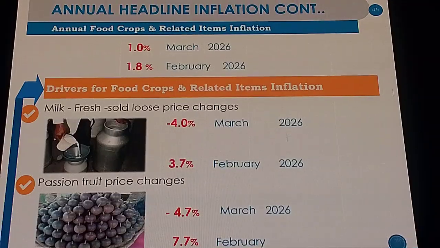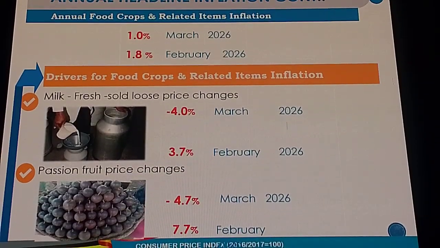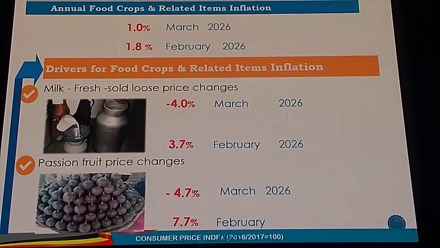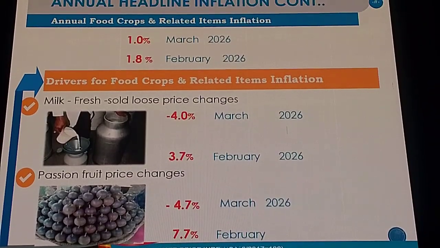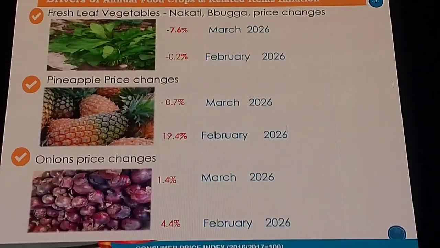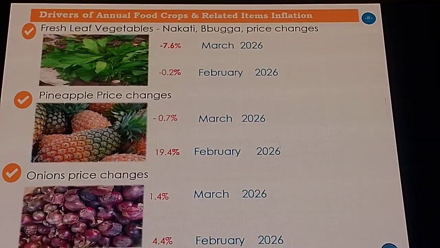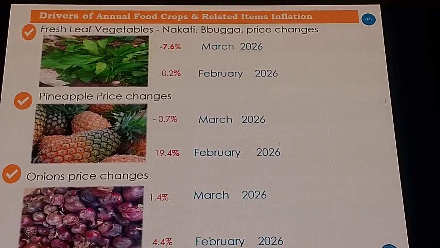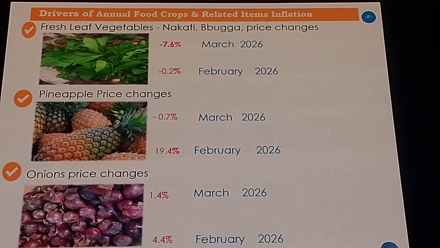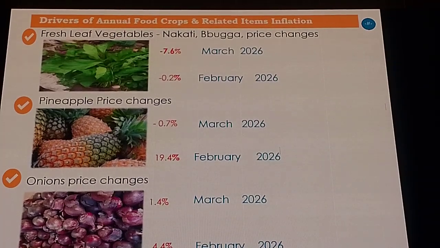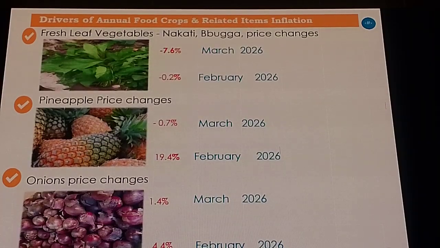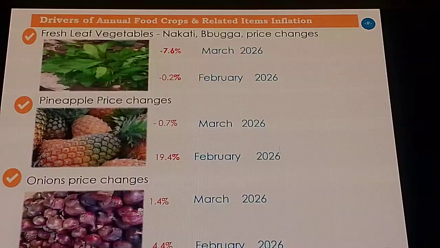So when you see passion fruits recording a minus 4.7%, that means this year in March 2026, the prices of passion fruits are lower than what they were in March 2025 by 4.7%. I hope that is very clear, ladies and gentlemen. So, other drivers, we see the leafy vegetables also recording minus 7.6% compared to minus 0.2%. Prices of pineapple also recorded for this month of March 2026 at minus 0.7 compared to the 19.4% that was recorded in February 2026.